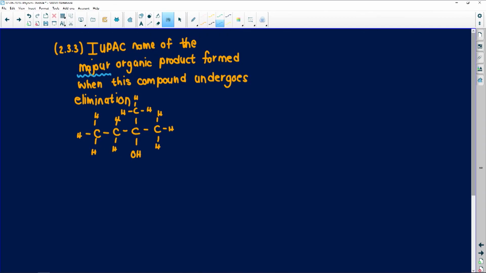But then we need to go back to a guy called Markovnikov, and we also need to go back to Zaitsev's rule. And they are the ones who can actually help us when do major products form and when do minor products form. They can also help us to say which hydrogen do we lose, which one do we gain, and so forth. So in this case, they say we must give the IUPAC name of the major organic compound formed when this compound undergoes elimination.